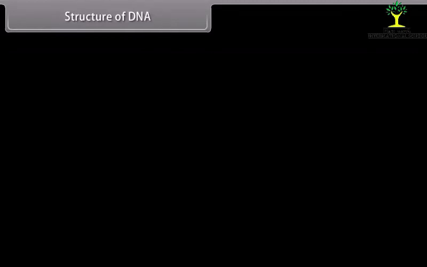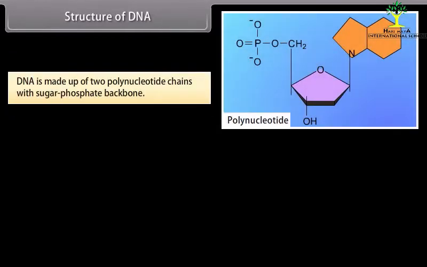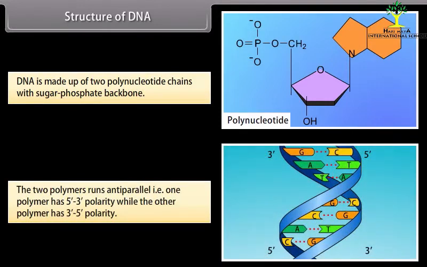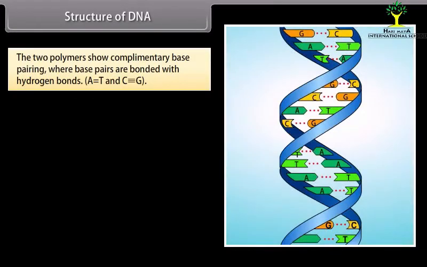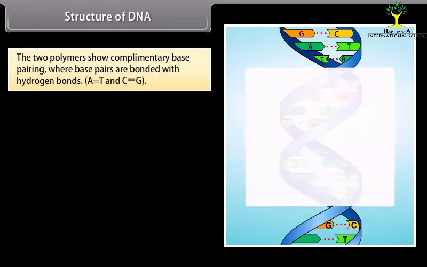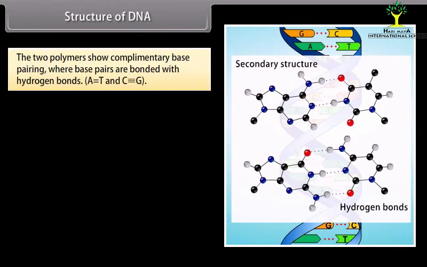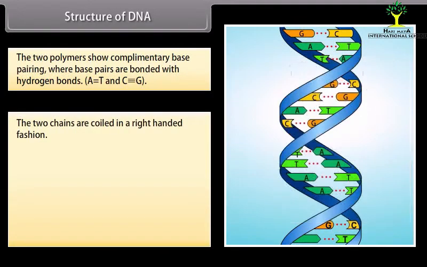Structure of DNA. DNA is made up of two polynucleotide chains with sugar phosphate backbone. The two polymers run anti-parallel, that is, one polymer has 5' to 3' polarity, while the other polymer has 3' to 5' polarity. The two polymers show complementary base pairing, where base pairs are bonded with hydrogen bonds. The two chains are coiled in a right-handed fashion.